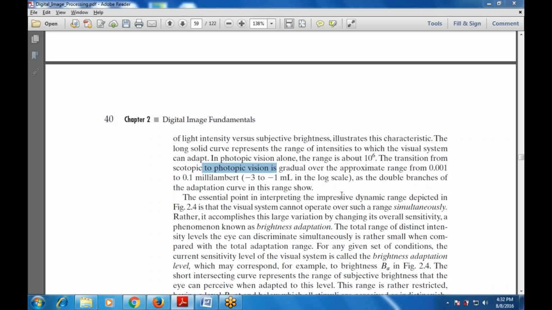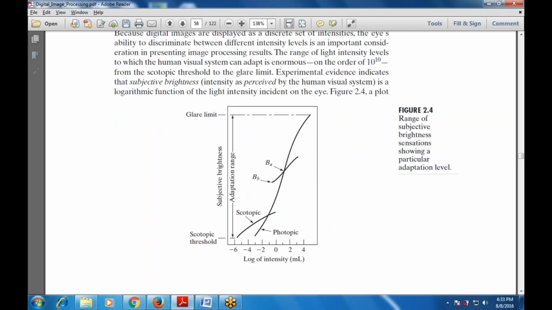So there is a range that is in photopic vision. That range is about 10 to the power 6, and the transition from scotopic to photopic vision is gradual, increasing over the approximate range from 0.001 to 0.01, as the double branches of the adaptation curve in the range show. So this is a range that is available with BA, BB, and the scotopic.